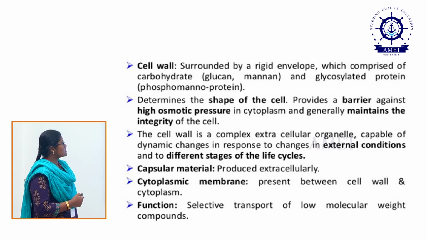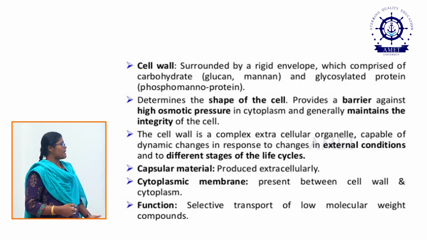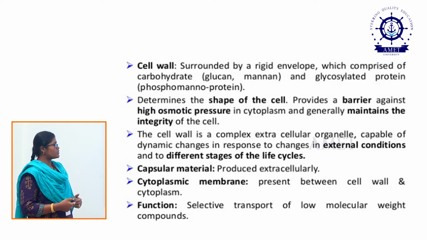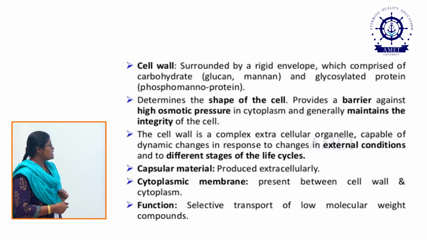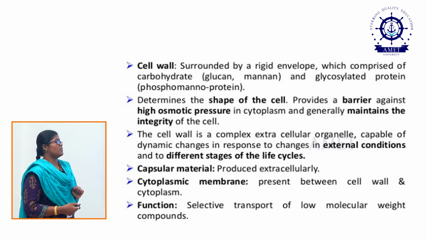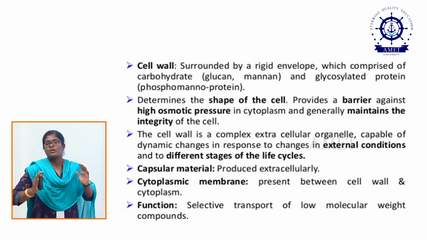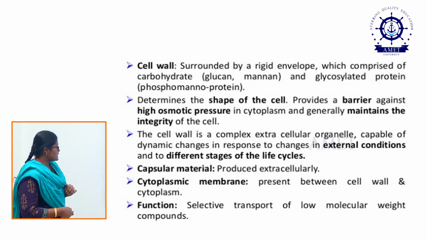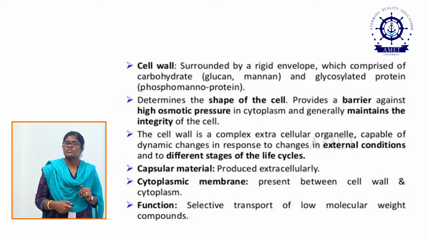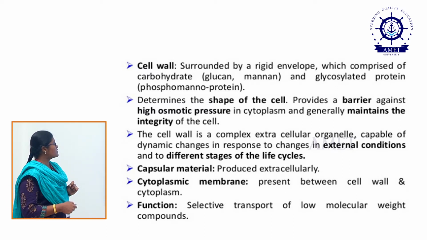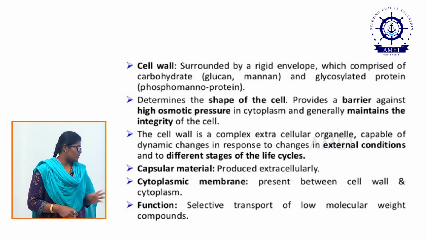The cell wall determines the shape of the cell. It also provides a barrier against the osmotic pressure in the cytoplasm, and generally maintains the integrity of the cell. It also helps the other cell components stay compactly inside. It also produces a capsular material which is produced extracellularly. The function of the cell wall is selective transport of low molecular weight compounds.